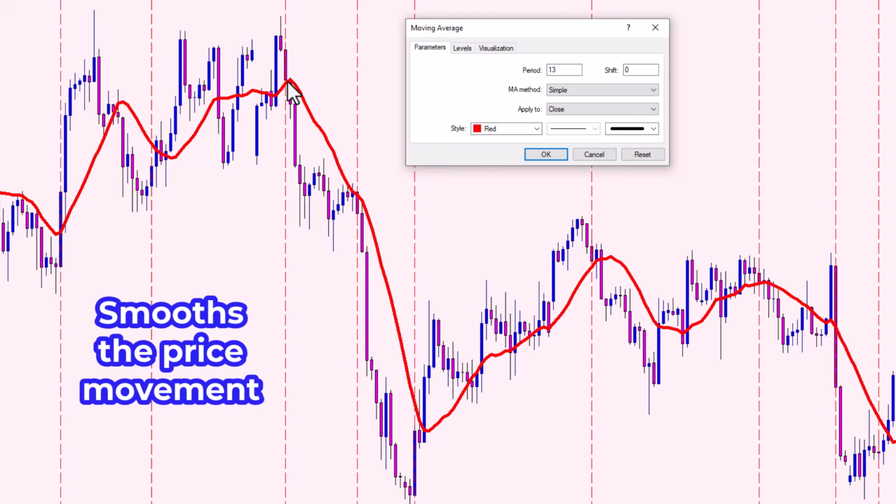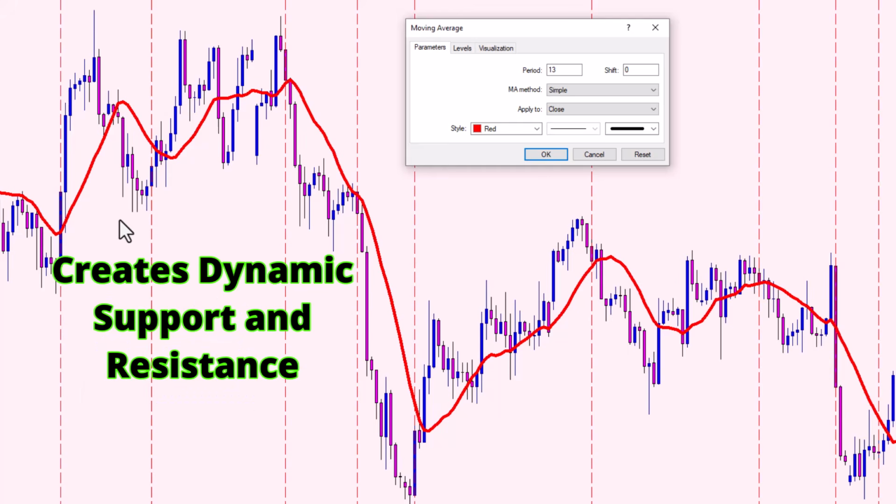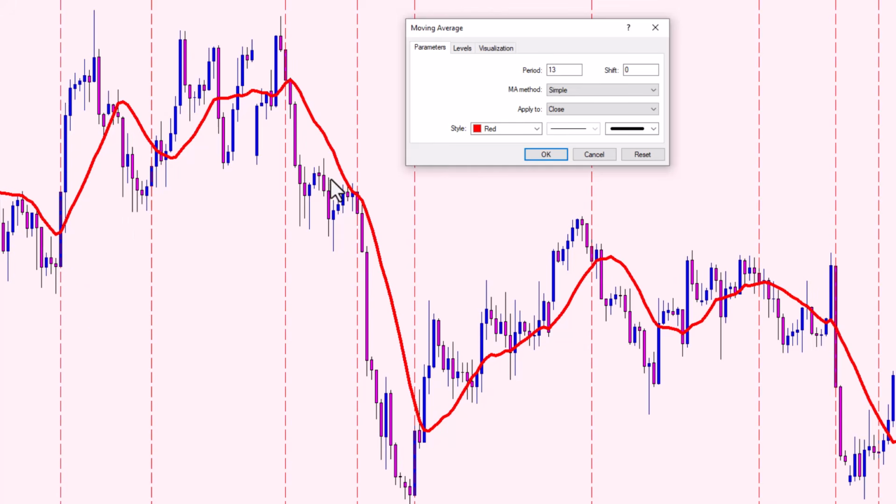The market can be very busy and full of noise, but the moving average smooths the movement of the price out. And what it does is it creates a type of support and resistance level which says anything below the moving average is in sell mode, everything above the moving average is in buy mode. So it's a great dynamic support and resistance level. That's in sell, that's in buy, that's in sell, that's in sell, buy.